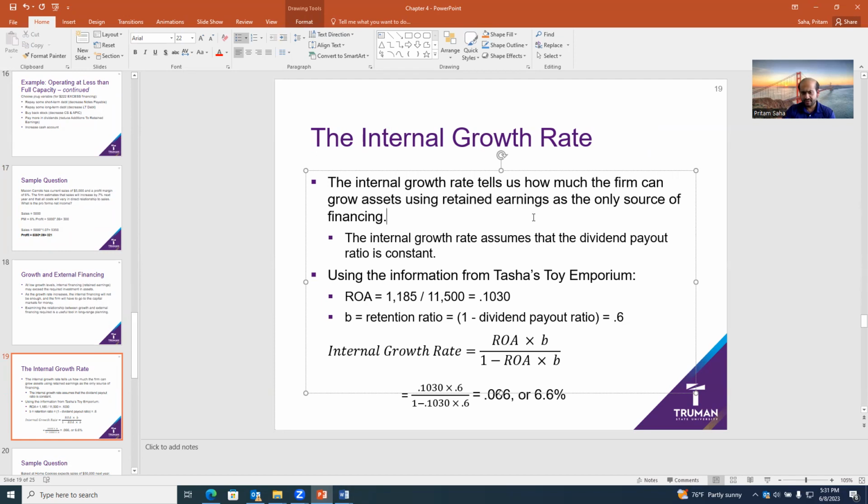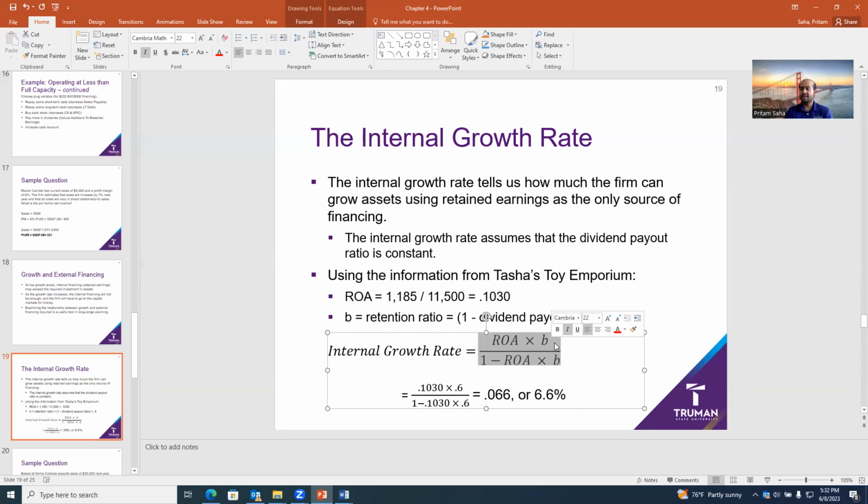There are some assumptions. Internal growth rate assumes that the dividend payout ratio will be constant. So that means if in history your payout was 40%, in future your payout should be 40% too. It is not going to change. That's one of the assumptions. And also the source of cash flow is retained earnings. And this is the formula for internally generated cash flow. Return on asset is basically net profit divided by total assets. This is the retention ratio. Retention ratio means retained earnings divided by net income.